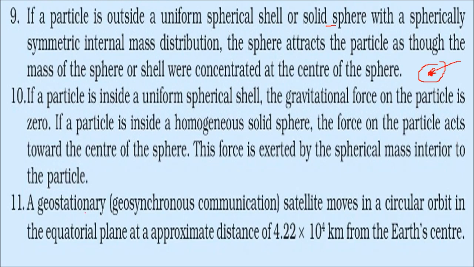We have geosynchronous communication satellites. Geostationary satellites move in a circular orbit in the equatorial plane. That means if this is Earth, this is the equatorial plane, and they move in this plane. The approximate distance is around 4.22 x 10^4 km from the Earth's center.